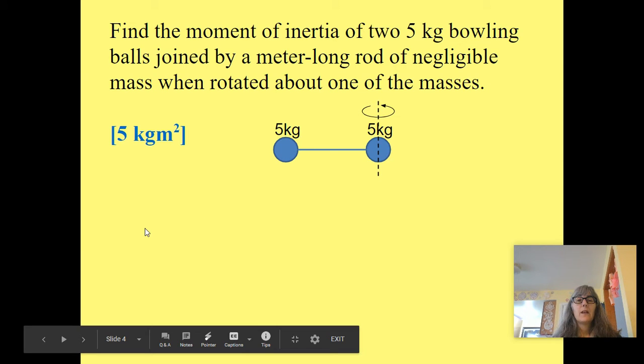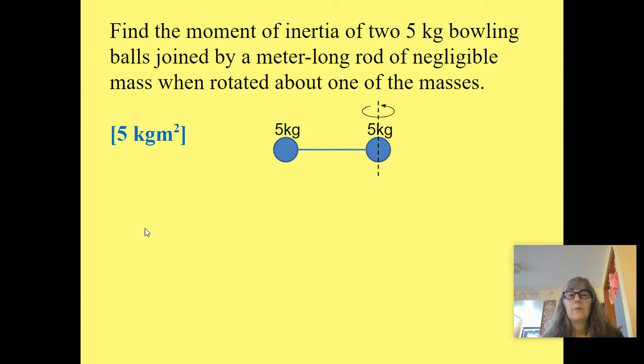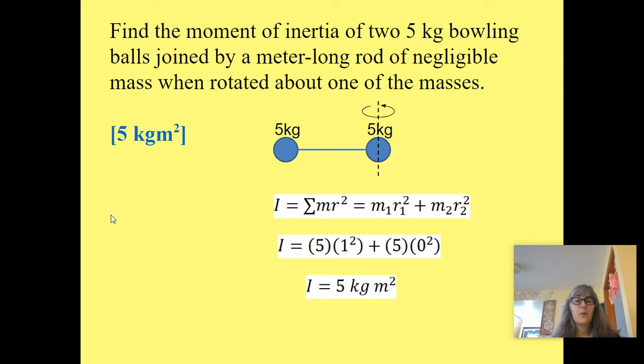Another example, now we're going to do the same two bowling balls, but instead of rotating it about the center, we're going to rotate it about one end. So the axis of rotation is changed. We have the same equation, and when we plug stuff in, we now have 5 kilograms times 1 meter squared plus 5 kilograms times 0 meters squared, because that second bowling ball is right at the axis of rotation. So when we plug that in, we end up with an I value that's twice what the other one was. This is a higher I value.